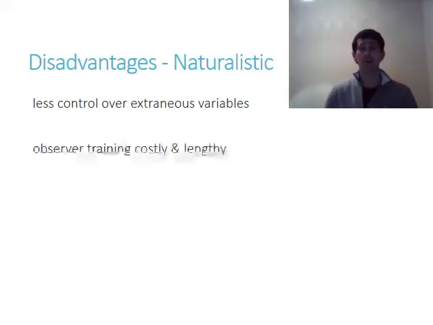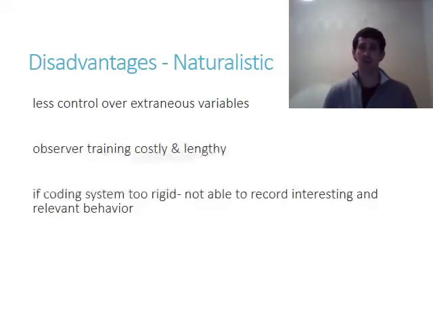However, they also have their disadvantages. For example, we can't control as many extraneous variables. If we can't control those extraneous variables, it's very difficult to establish cause and effect. And like I said earlier, in order to train someone to do an observation of this manner, to write down everything they're seeing, it can be an exceptionally costly and exceptionally lengthy process.